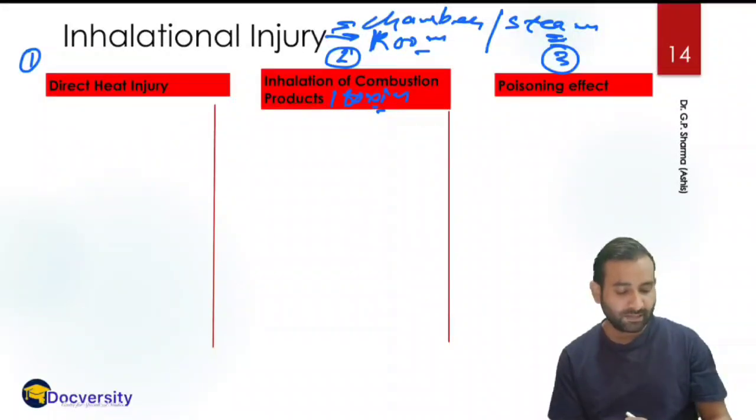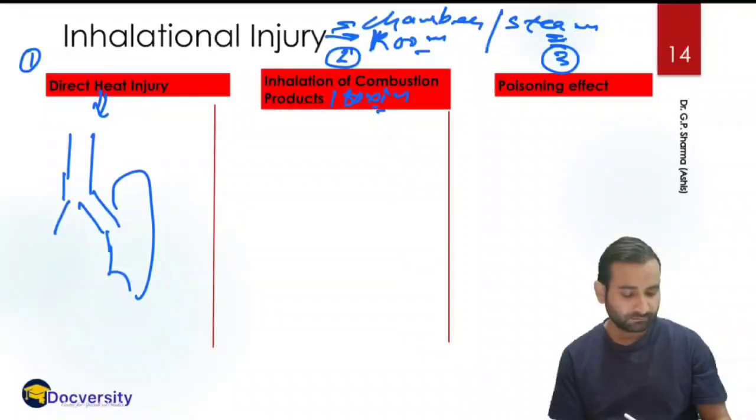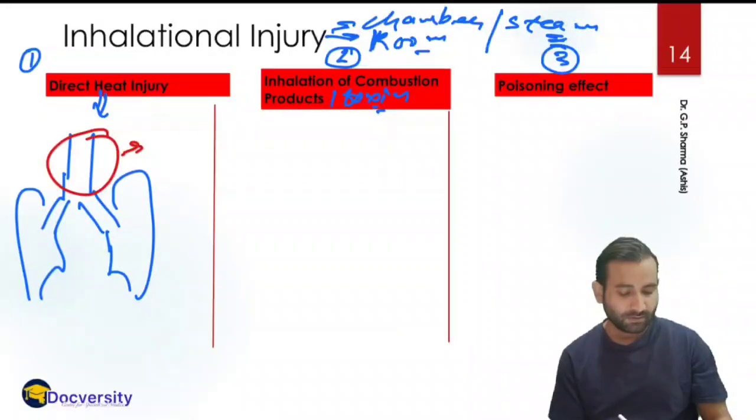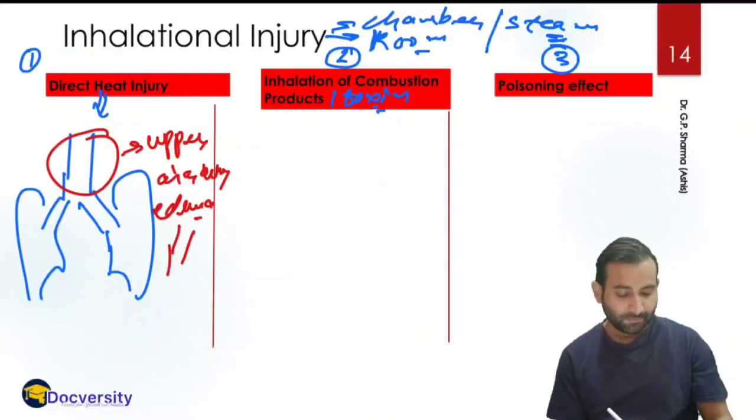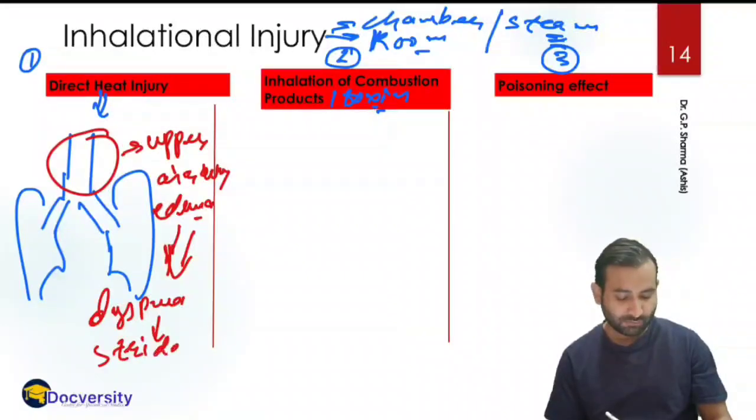Direct heat injury: heat directly produces injury to the upper airway. So direct heat injury produces what? Upper airway edema. This upper airway edema may produce dyspnea and stridor. Stridor. So we have to go for what? Intubation. Hope you understand, right? So this is one mechanism. Please remember, question in the exam.